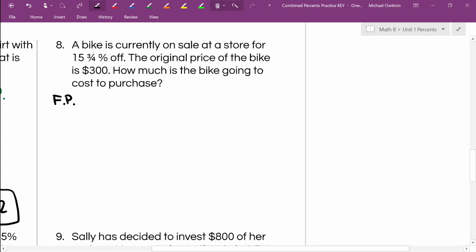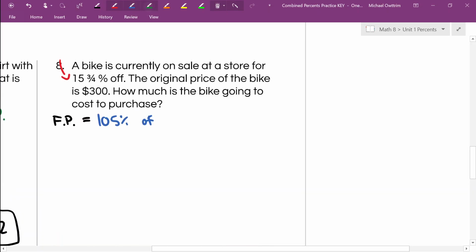So we're going to employ our final price formula. We know that in Canada, the final price of a product will be 105%, which takes care of the tax, the GST, of a discounted percent. If we are saving 15.75%, we're still going to have 100. Take away that 15.75%, which leaves us with 84.25% of the regular price.